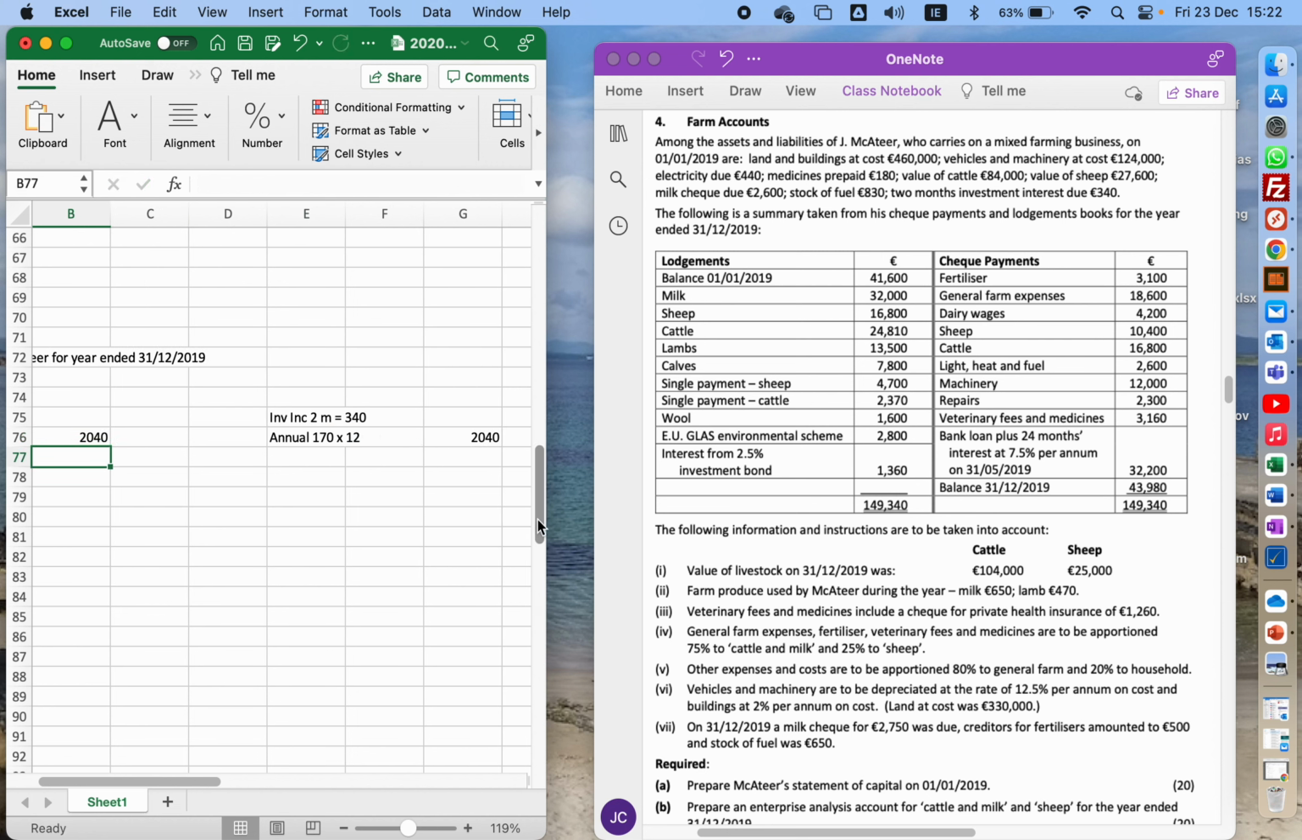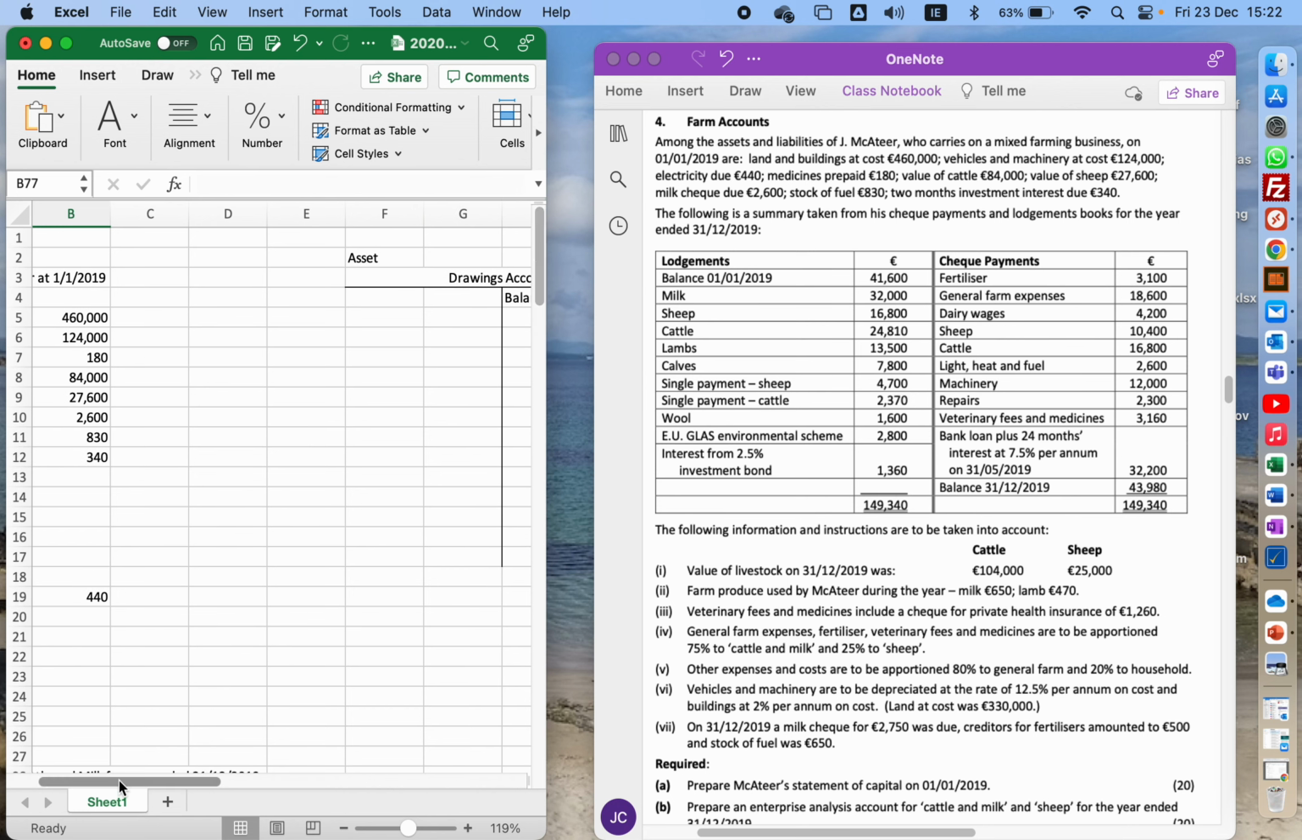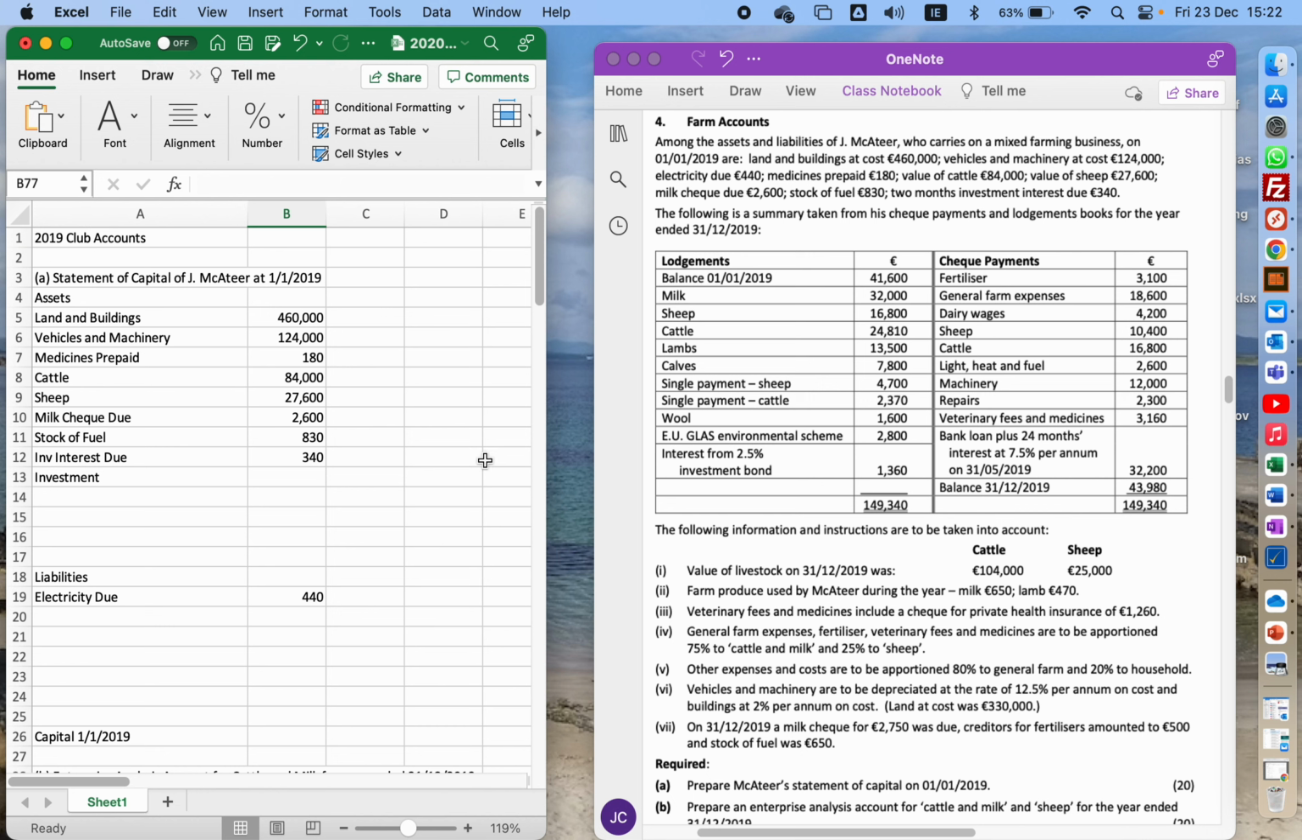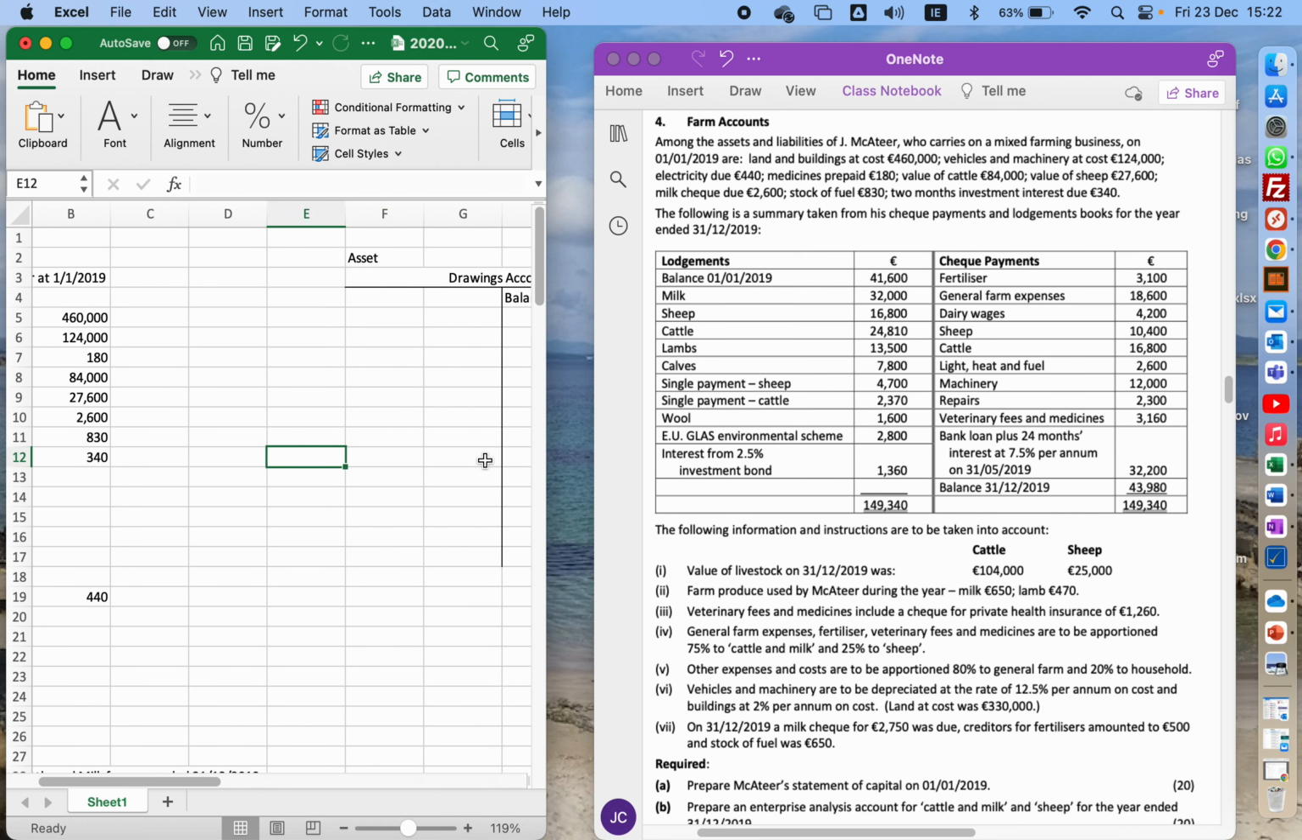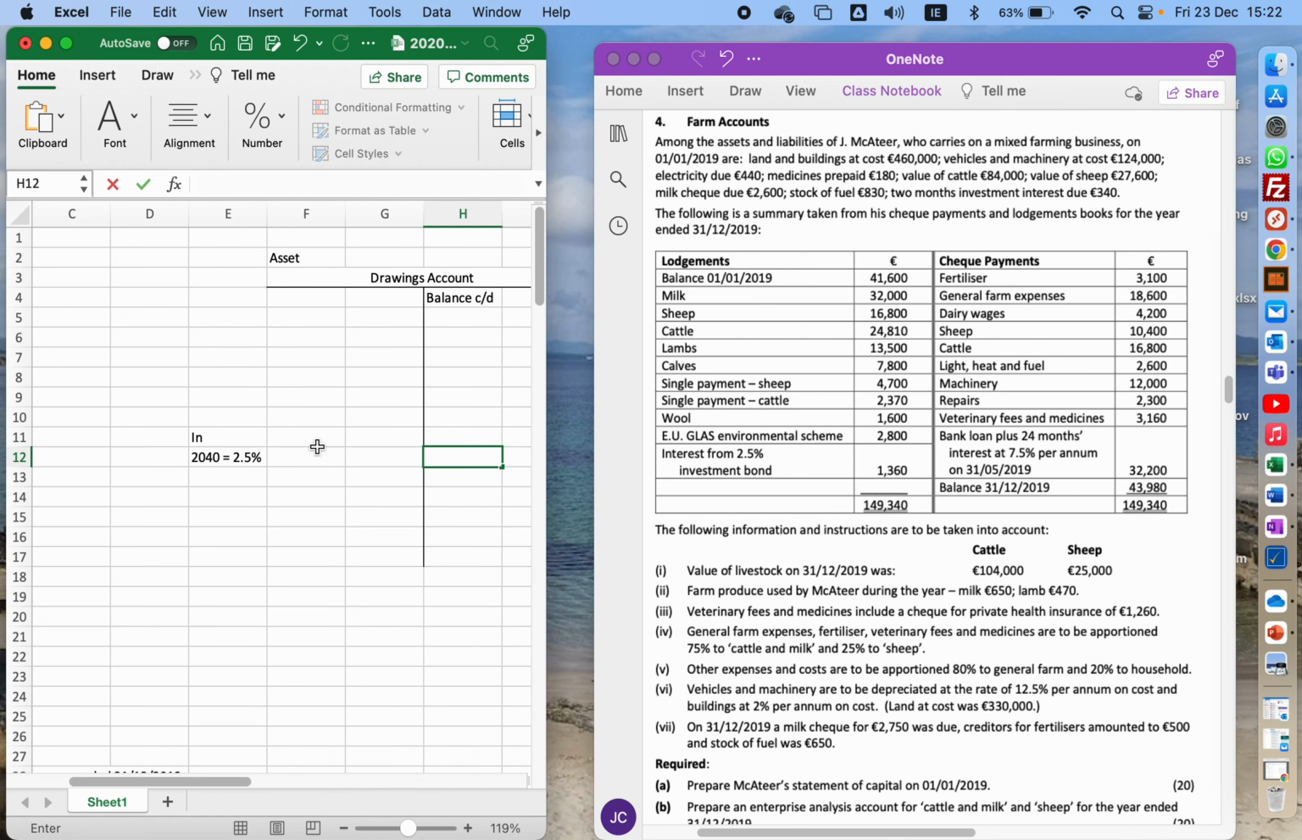Now, if I go back to the top of the question, so 2040 is the figure for the year. So I need to work out what the investment itself is. So 2040 is 2.5%. So I need to work out, and just put, this is the investment. So again, you're just showing the examiner what you're doing, just so that they understand what this rough work is meant to represent.